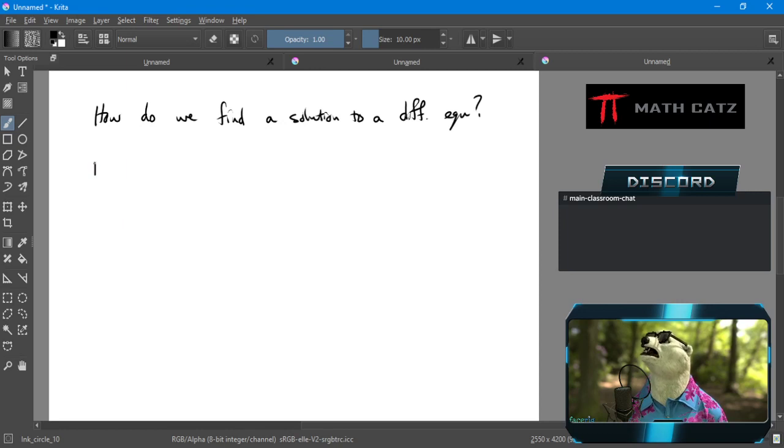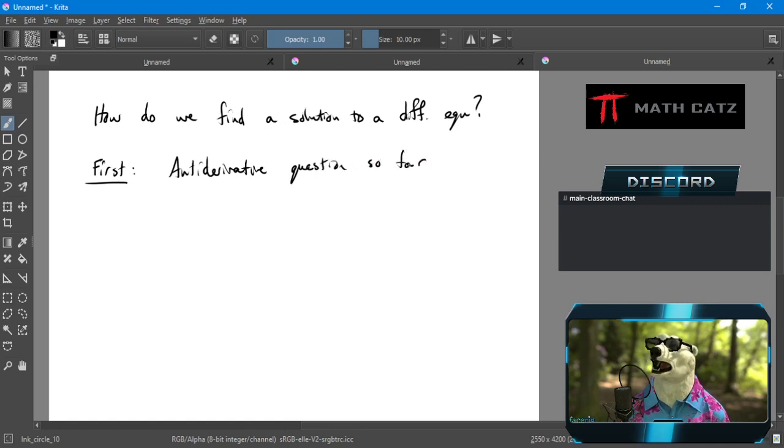So first, let's just look at what we have done so far without realizing it in our antiderivative questions so far. We've done differential equations without realizing it. For example, I could have said, I'm thinking of a function. Let's say here, find the antiderivative of, let's keep it super simple, 2x.